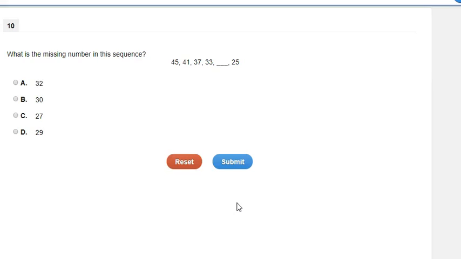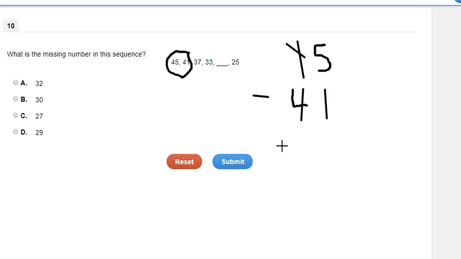Good job. Next question. And we have one missing number here. 45, 41, 37, 33, blank, 25. So we are going to subtract here. So we're going to take 45 minus 41. Okay, 5 minus 1 is 4. And 4 minus 4 is 0. So on this one, it is subtracting 4 every time.